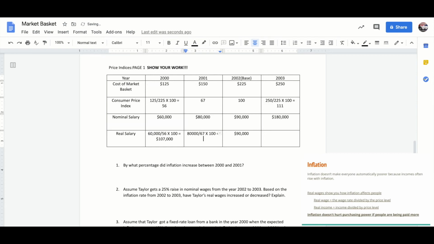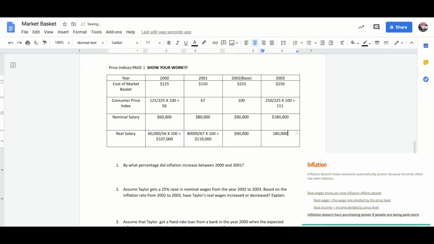Well, let's go figure it out. 80,000 divided by 67 times 100, and that's going to come out to $119,000. So again, based on the change in prices, making $80,000 in the year 2001 was the equivalent of making $119,000 in the year 2002, based on how much prices changed.